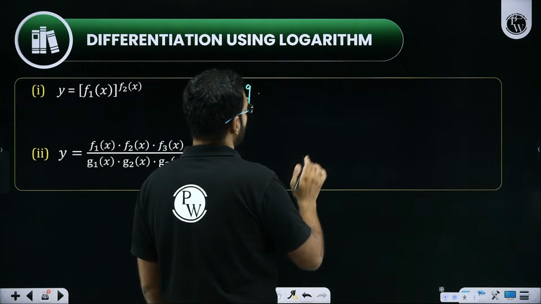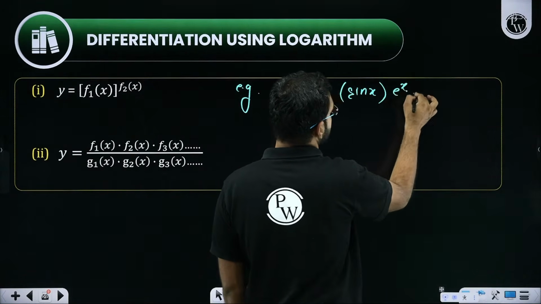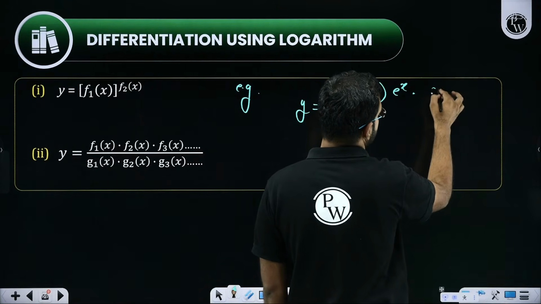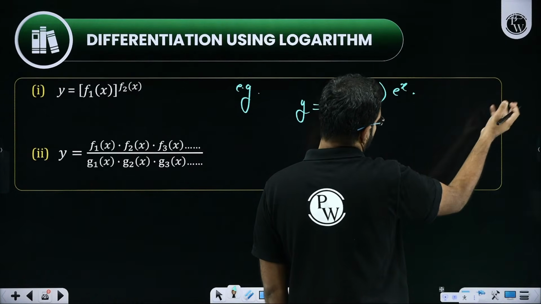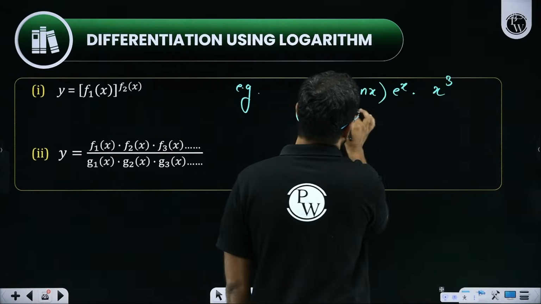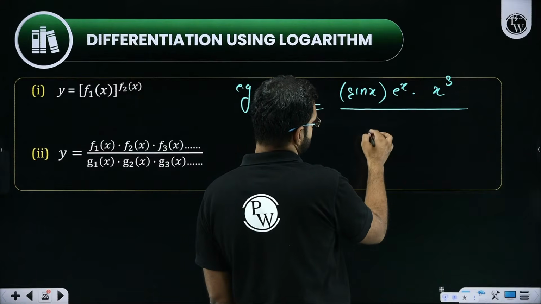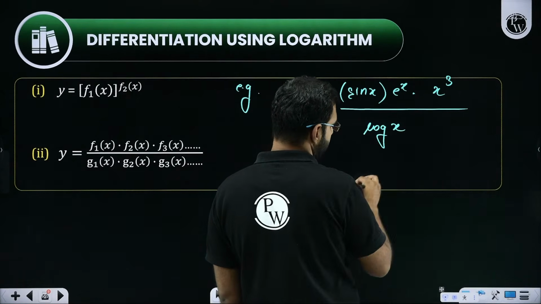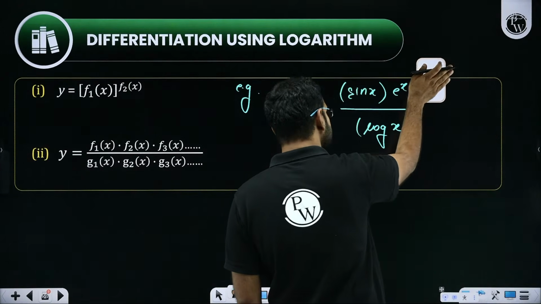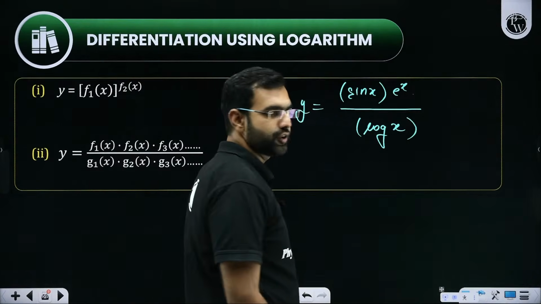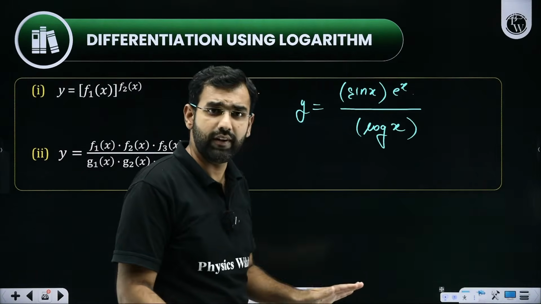In terms of division and product, let's say y equals sin x into e to the power x into some other function, like x cube, whole divided by ln x. Let me keep it simple like this. One way to differentiate it is to first apply the quotient rule, and then on this apply the product rule, which is perfectly fine, nothing wrong in that.